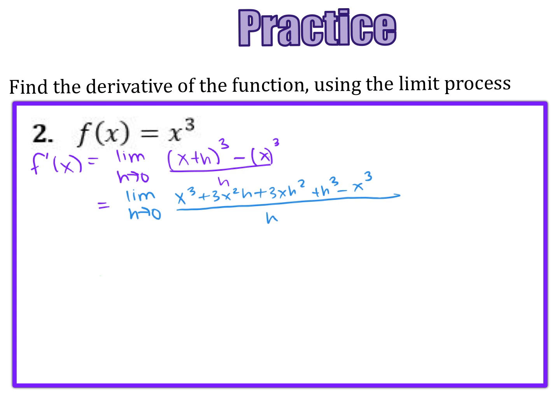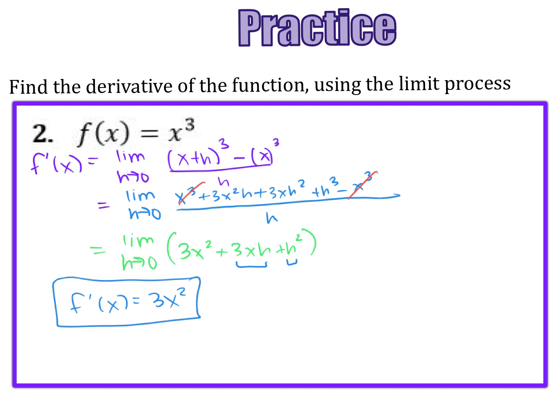All right, so here we have the difference quotient with the limit, and then I've expanded. Now I'm going to combine like terms and divide out the h that they're all going to have in common. And now I can use direct substitution to plug in h. When I plug in h is 0, both of these terms are going to become 0, so f prime of x is going to be the function 3x squared.